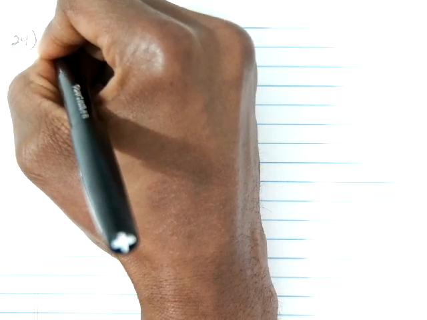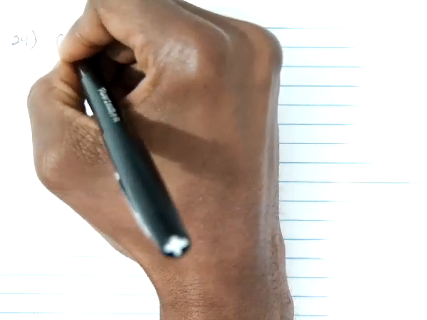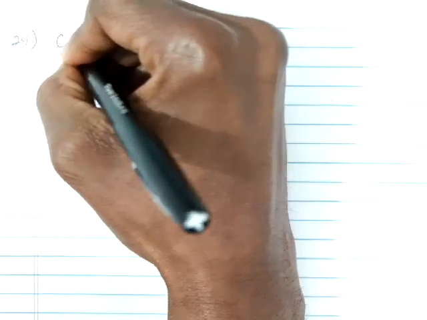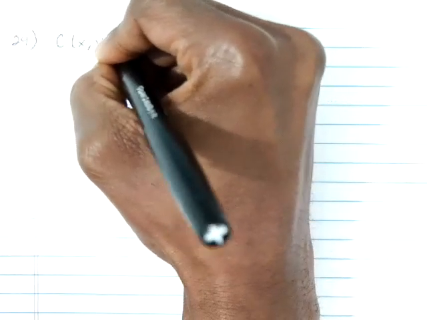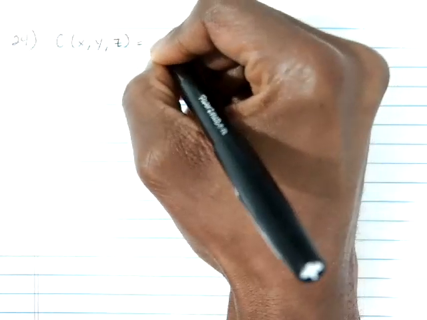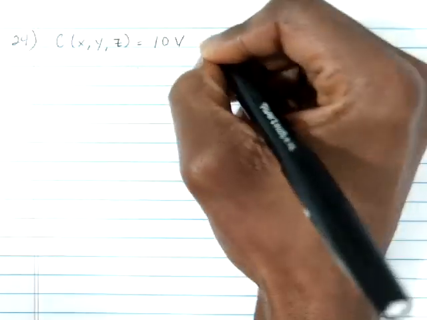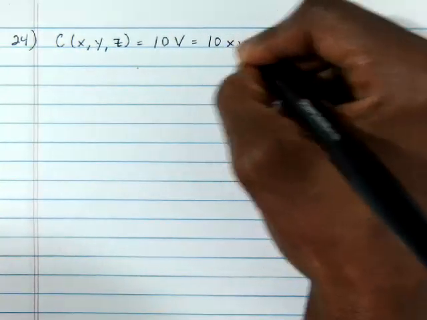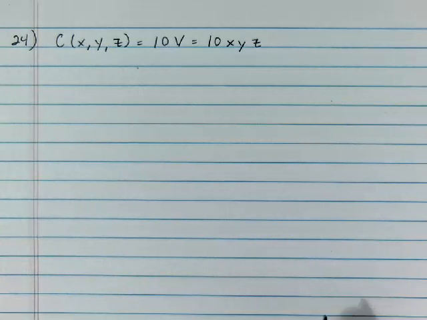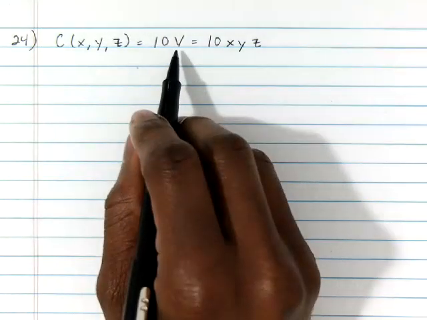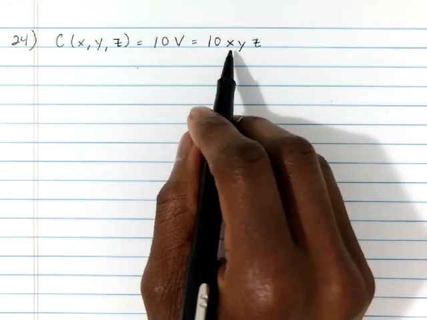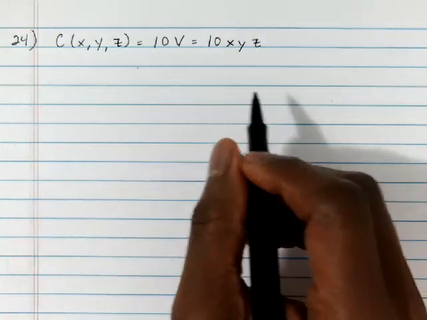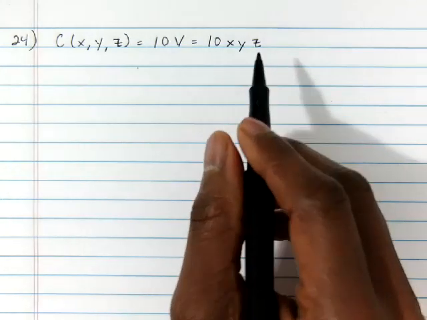So we'll say C of (x, y, z) is equal to 10 times the volume, or 10 times xyz. They said it costs $10 per cubic foot. That's why it's just 10 times the volume. And we'll just say x is length, y is width, and z is height.